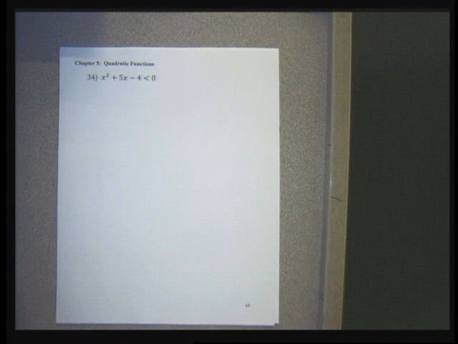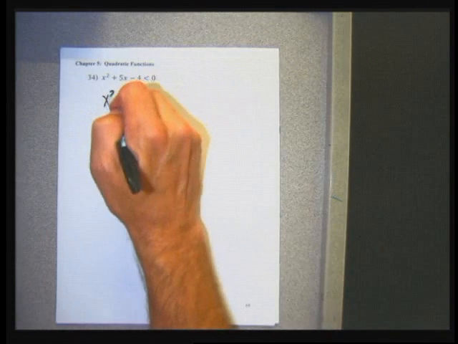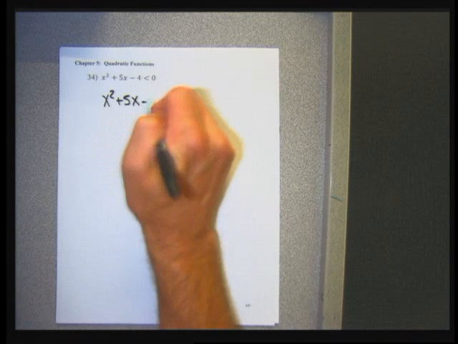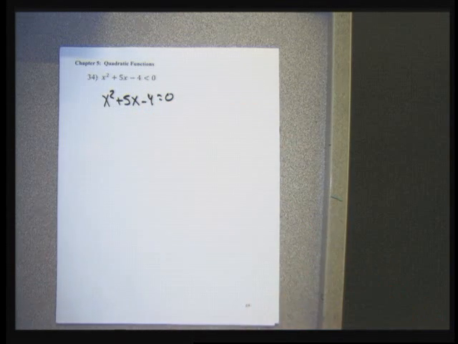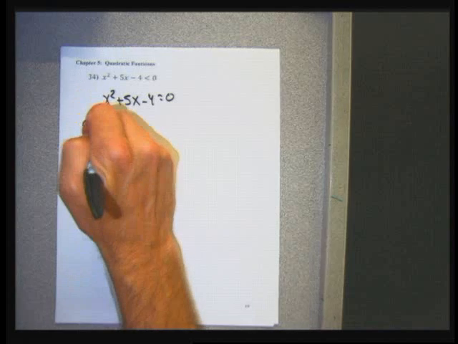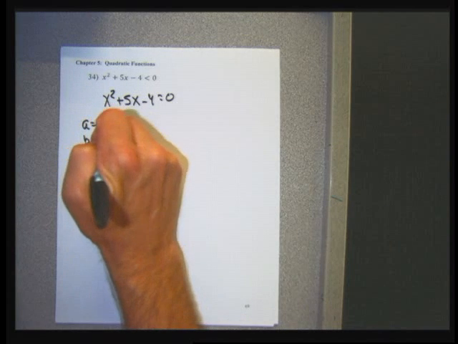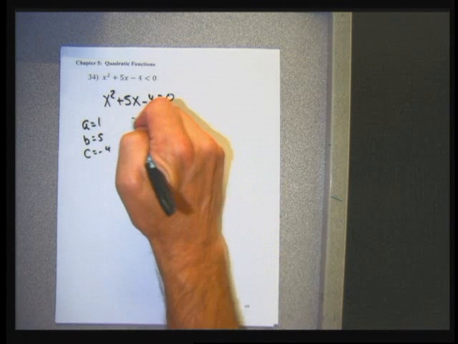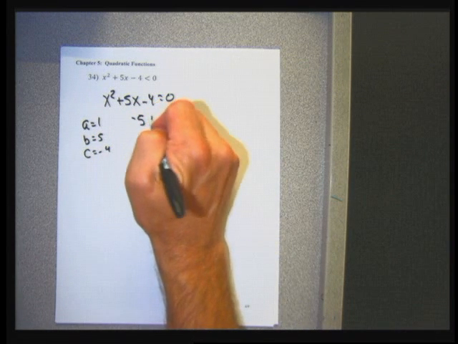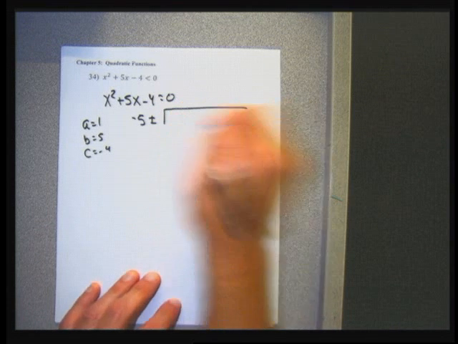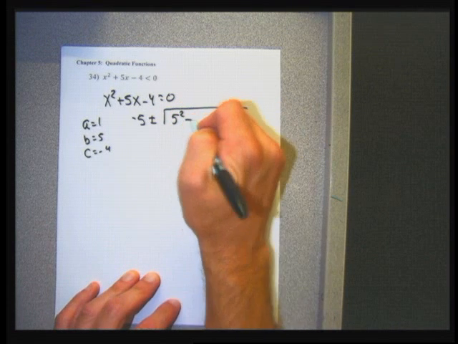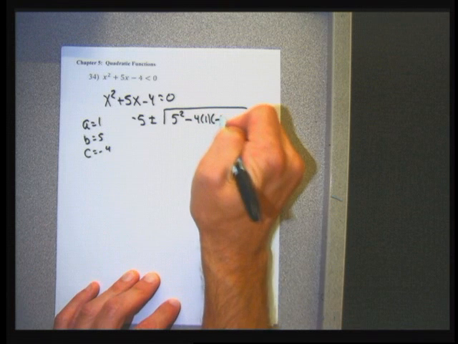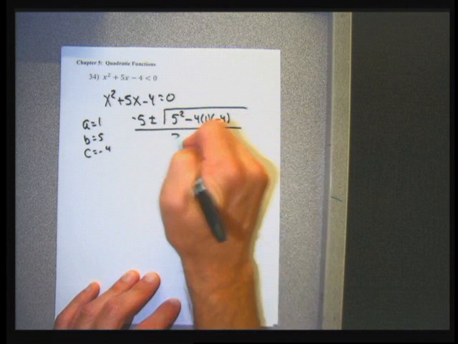Oh, it's going to be very unpleasant because I'm going to get square roots that I'm going to have to deal with. This one I'll do the full blown. So I'm going to go x squared plus 5x minus 4 equals 0. Quadratic formula because that's prime. A equals 1, B equals 5, C equals negative 4. I'm going to go negative 5 plus or minus the square root of 5 squared minus 4 times 1 times negative 4 all over 2 times 1.